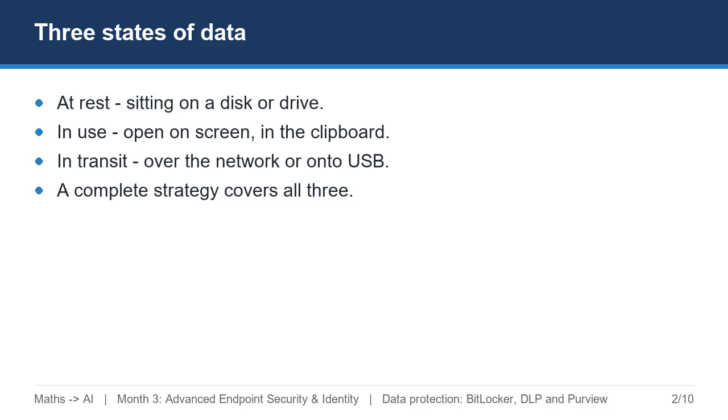Start with the mental model. Data is vulnerable in 3 different states. At rest, when it's just sitting on a disk. In use, when it's open on a screen or copied to the clipboard. And in transit, when it's moving across the network or being written to a USB stick. A real data protection strategy has to cover all 3. Miss one and you've left a door open.